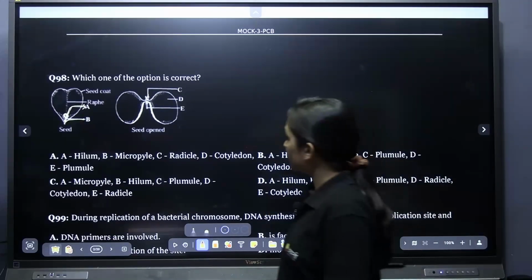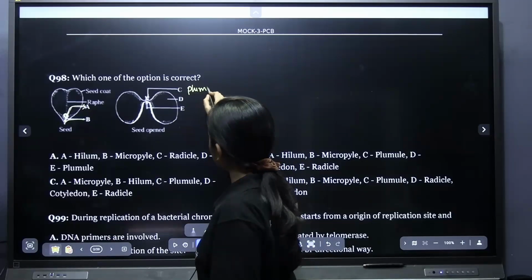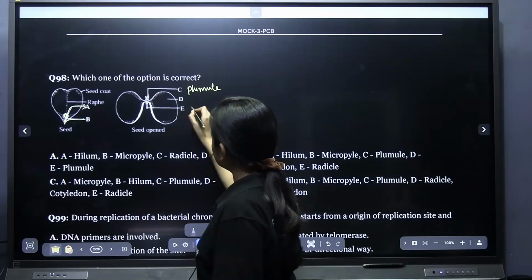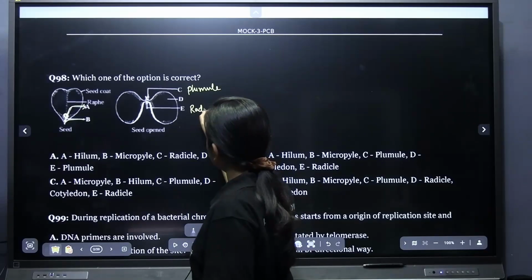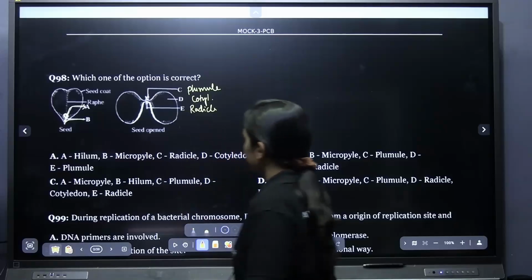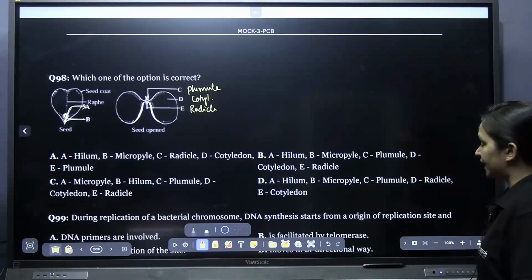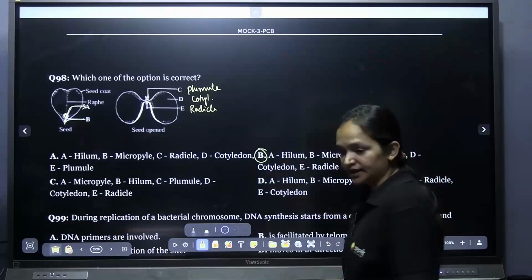Okay. Now, this one C is the plumule, this is a radicle and this one is the cotyledon. Plumule, D is cotyledon and E is radicle. B for Bombay is the right answer.